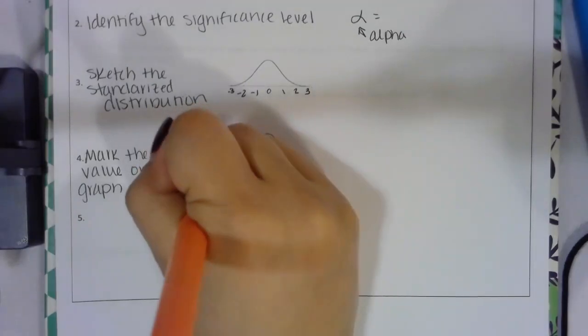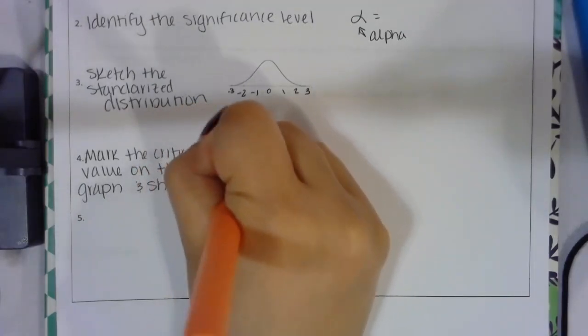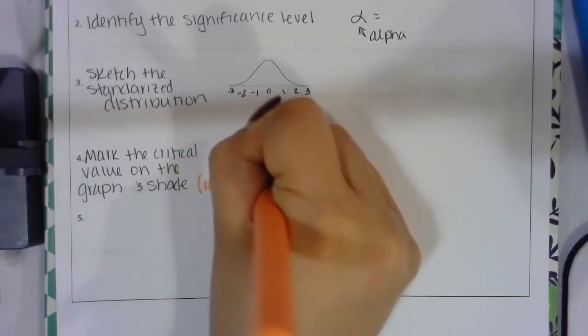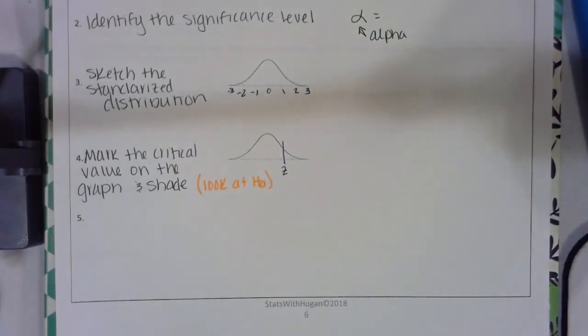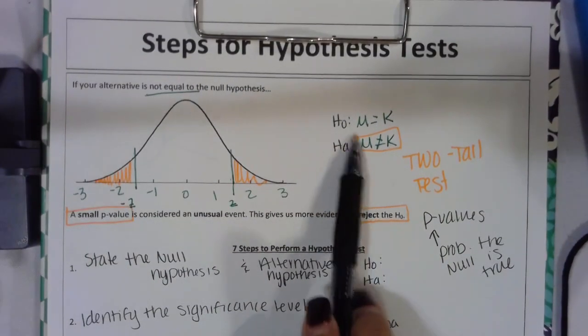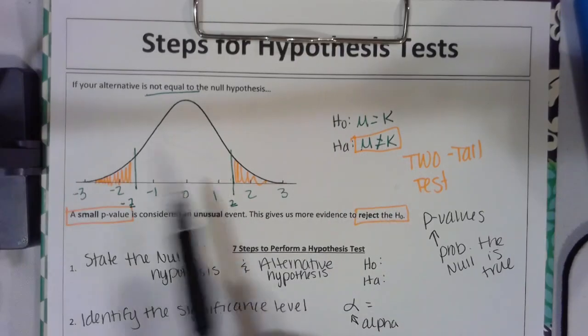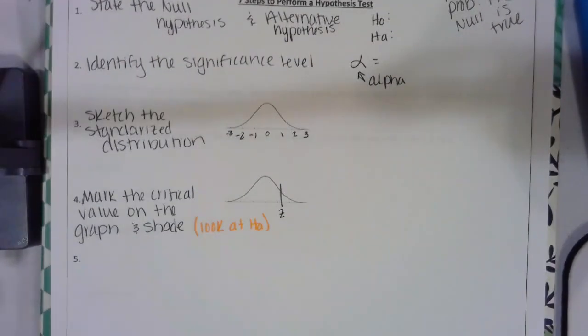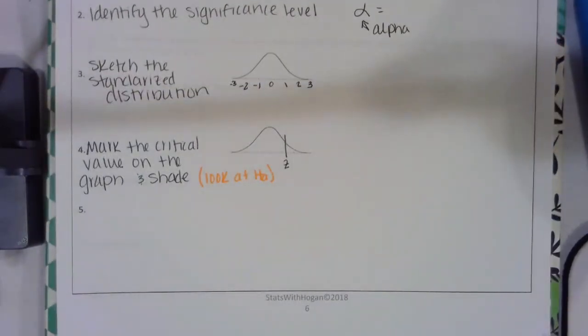When you shade, you need to look at your alternative hypothesis. Your HA, your alternative hypothesis, is the one that's going to tell you how to shade. That's why I had this marked: your alternative hypothesis tells you how to shade. Not your null, your alternative. HA.